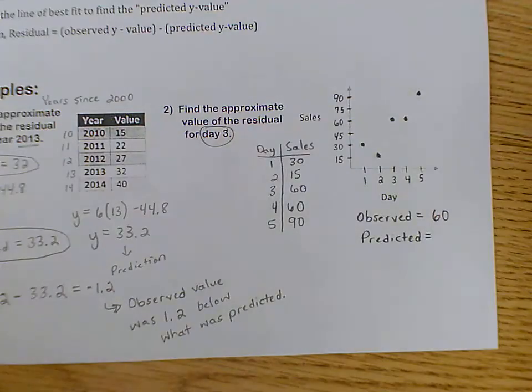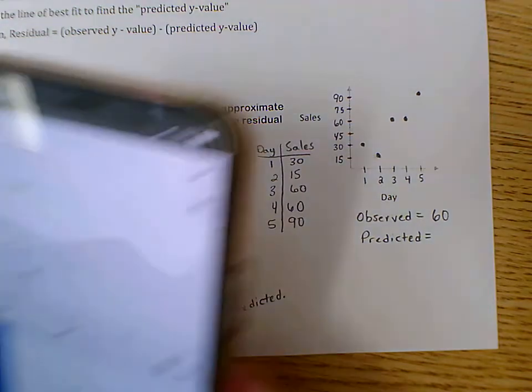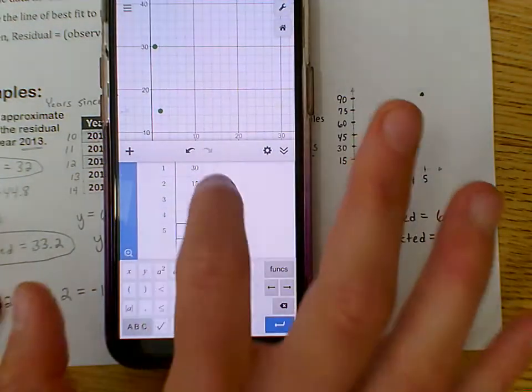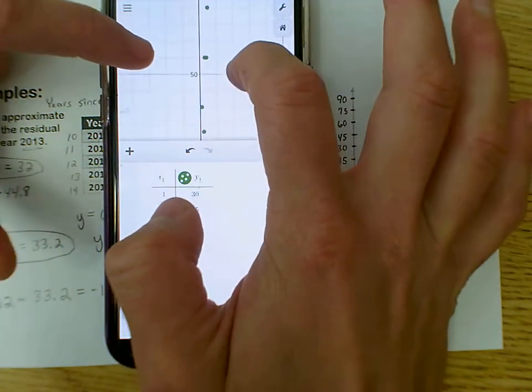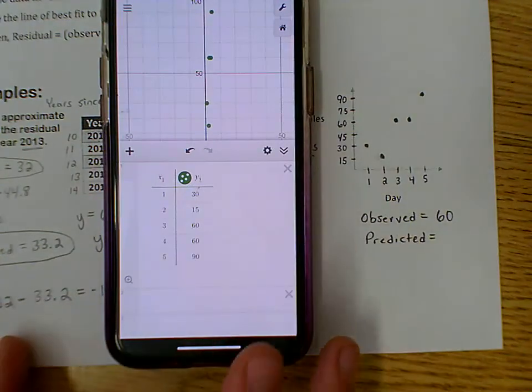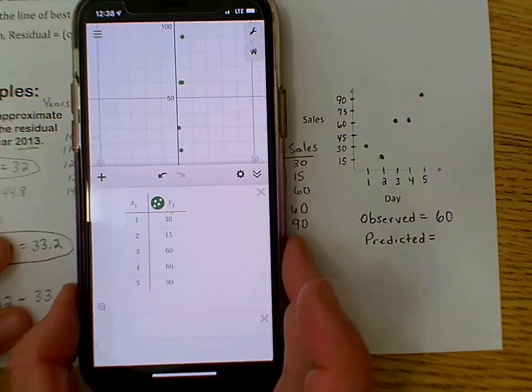So we had, and I'll just enter it to the side here, we had 1, 2, I'm entering my days, and then day 5. And then for the sales, you would enter the 30, the 15, the 60, and then another 60, and then the 90. So this would be what your table looks like. Okay, and then notice it's going to go ahead and graph the scatter plot for you so you can see how well your points form a line, which they're not exactly a line, but they're kind of close, all right?